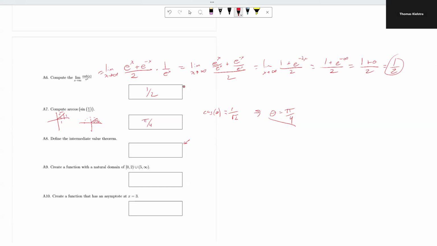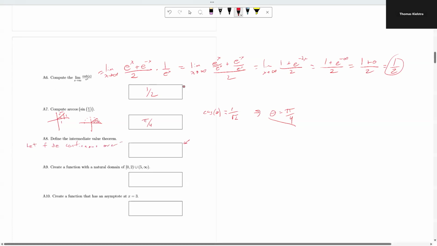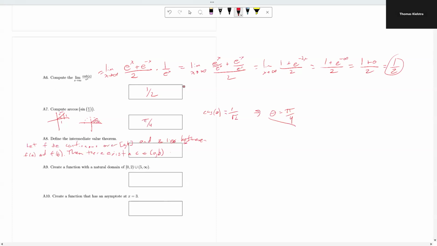The intermediate value theorem states that suppose, or let, I guess we should say let, f be continuous over AB and Z lies between f of A and f of B, then there exists a C in the open interval AB such that f of C equals Z.